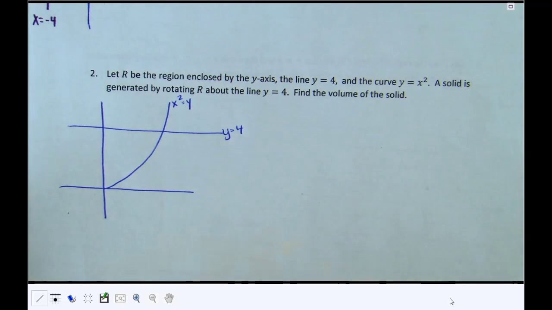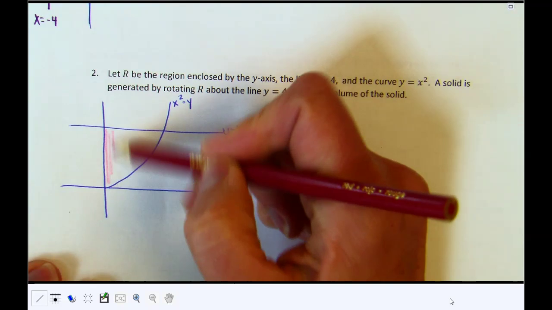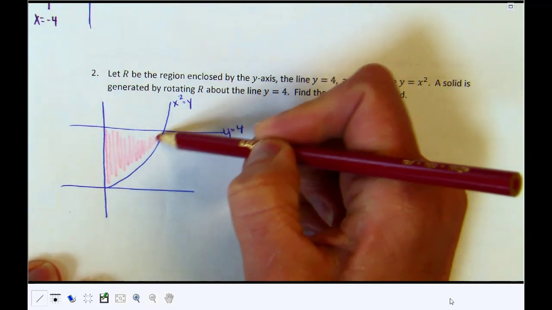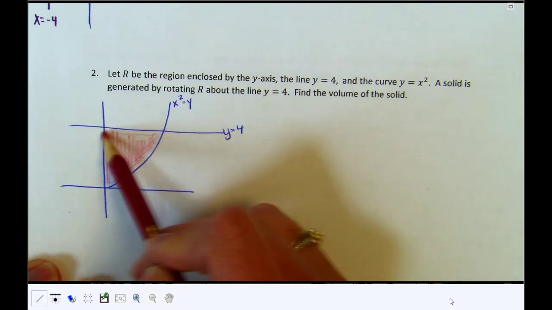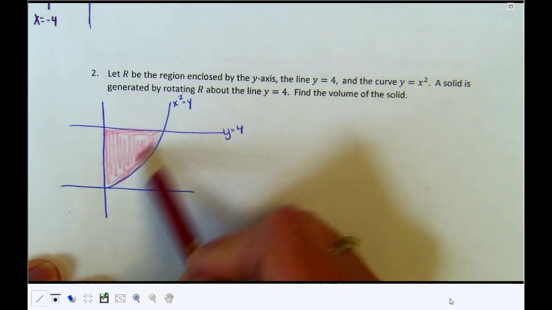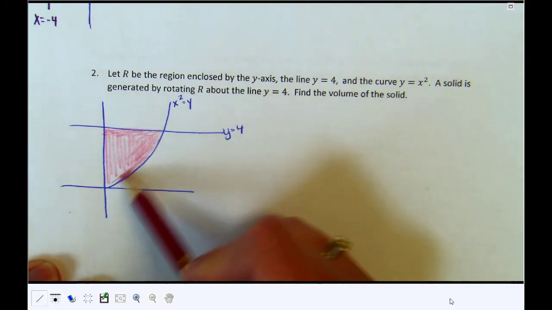So my region that we're dealing with is this right here. I would always draw the region before I worry about what it's being rotated around.